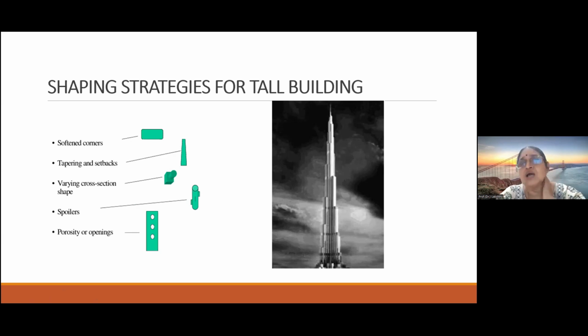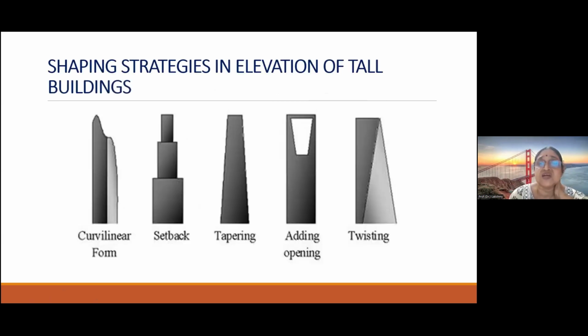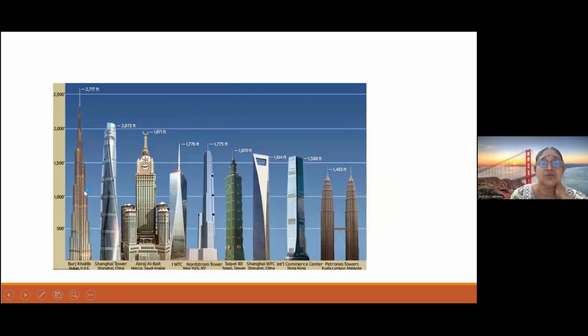So that is to minimize that vortex shedding. Then porosity or openings can be provided. So these are some of the shaping strategies for buildings, like curvilinear form, setback, tapering, adding openings, twisting, etc. You can see the Burj Khalifa with that setback, some twisting, etc. provided. Here also you can see some geometric modification done, like setbacks at different steps.